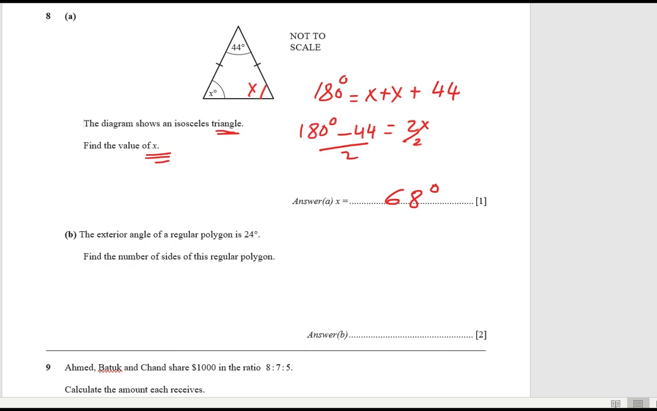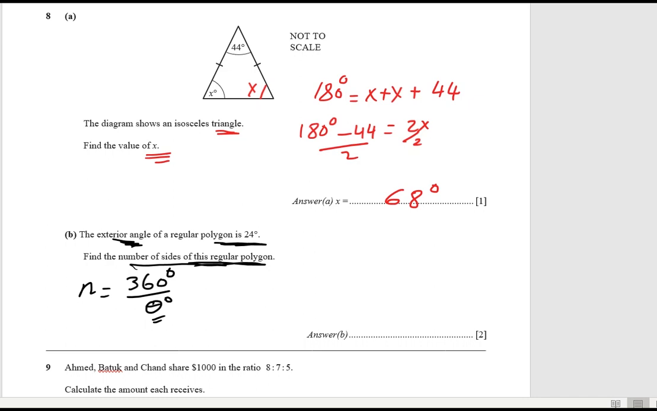He said that the exterior angle of a regular polygon is 24 degrees. Find the number of sides of the regular polygon. To find the number of sides, you know that n, the number of sides, is 360 divided by theta, and theta here is the exterior angle of the polygon.